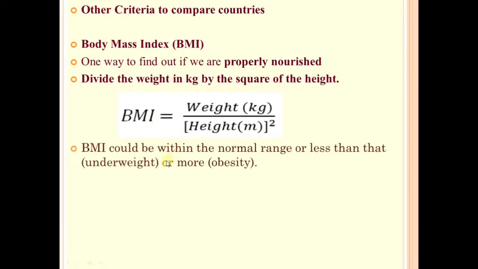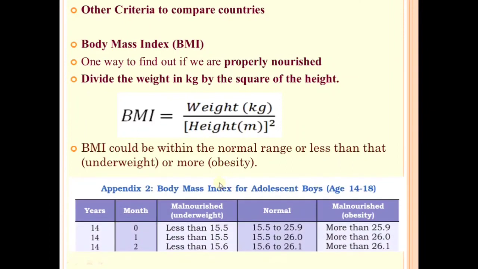Now if your BMI is lower, then you are underweight. If it is more than the range, then you are obese or a fat person. And we know that being underweight or overweight, both are not good for the health of a person, and hence BMI should be within the range. Now here, for example, in your textbook, in the last pages, they have given one chart for body mass index.